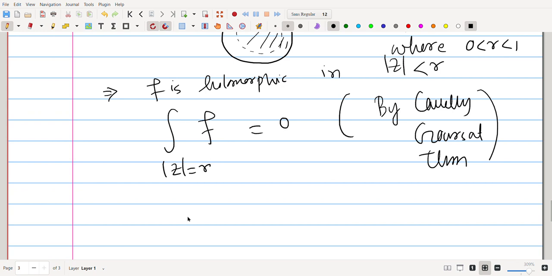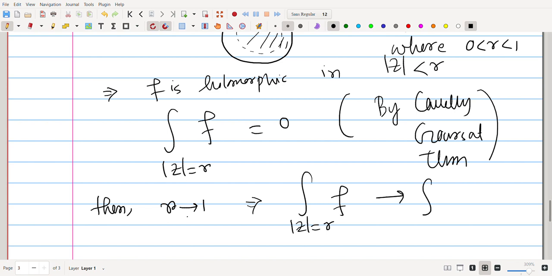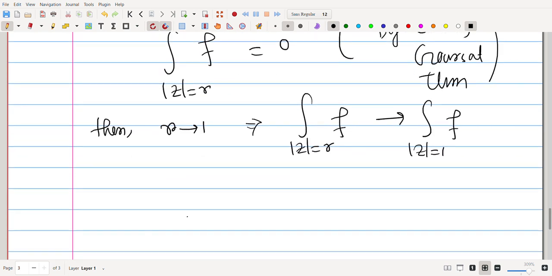Now f is holomorphic and f is also continuous. Then as r tends to 1, the integral over mod z equal to r tends to the integral over mod z equal to 1 of f. And since for every r less than 1 the integral is 0, that will imply the integral over mod z equal to 1 of f is 0.